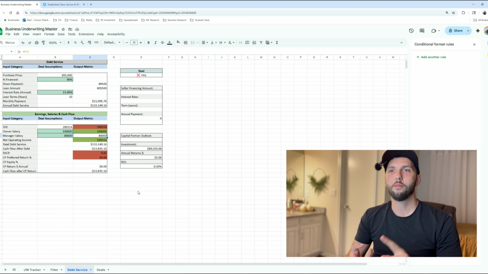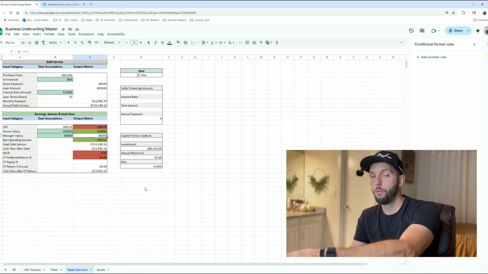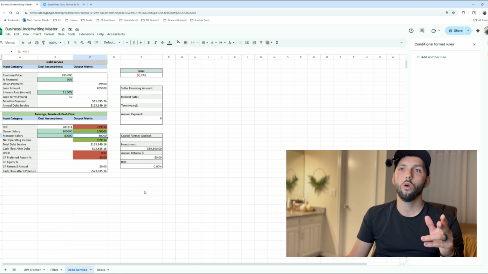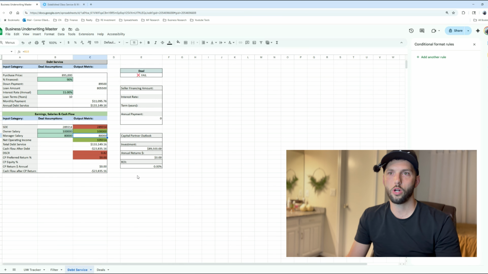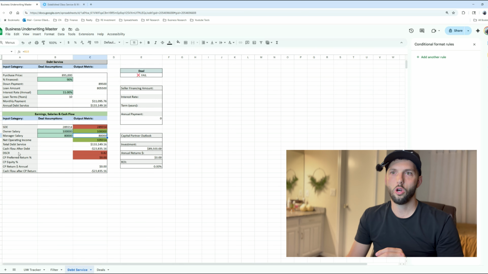NOI, net operating income, is $100,314. So we have $100,000 cash flow. Our debt service is $133,000 a year. So in this current structure, we're losing $23,000 a year. That's with me bringing $89,000 of my own money to the deal. So we don't work on this current structure because we haven't even added in what our capital partner will get on his investment. Let's keep going.